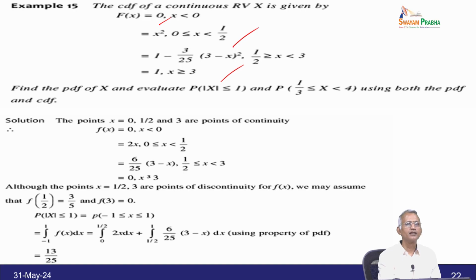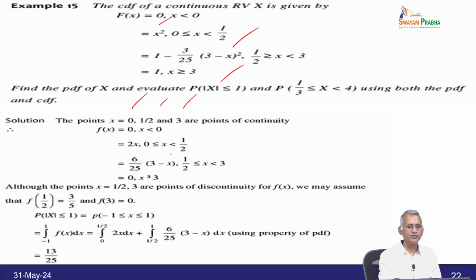Now, we have a solution. x equal to 0 and 3 are the points of continuity, so f of x is found as follows. When x is less than 0, the value is 0. In the interval 0 to less than half, differentiate x square to get 2x. Then for half to 3, 1 minus 3 by 25 into 3 minus x square: differentiate, 1 gives 0, and 3 by 25 into 3 minus x whole square gives 2 into 3 minus x, so it becomes 6 by 25 into 3 minus x. In the last case, differentiating 1 gives 0.